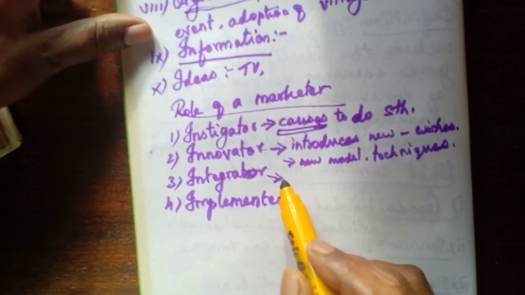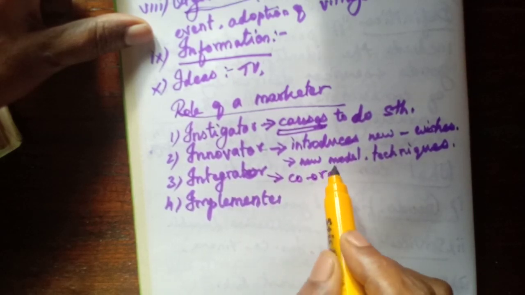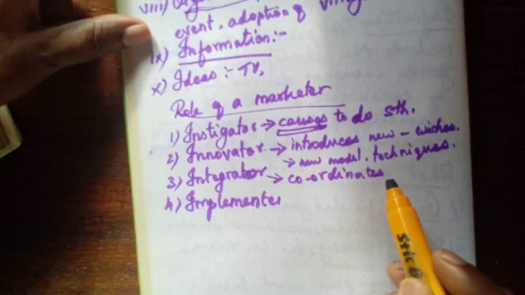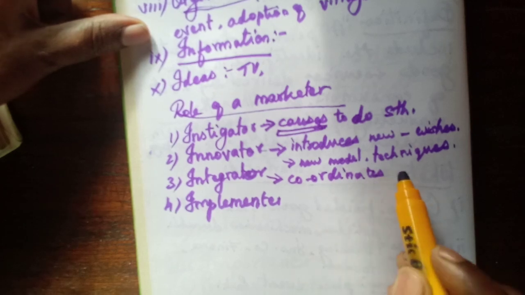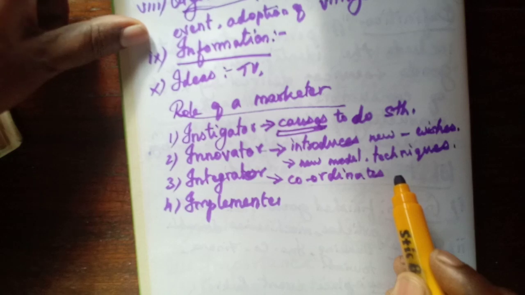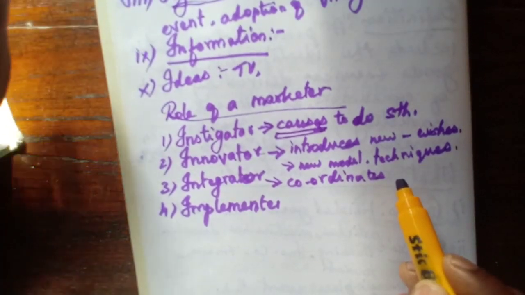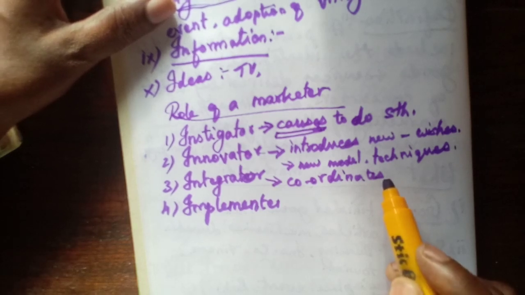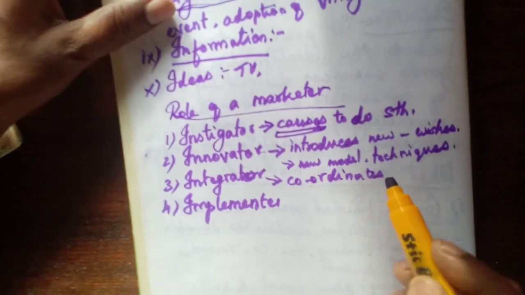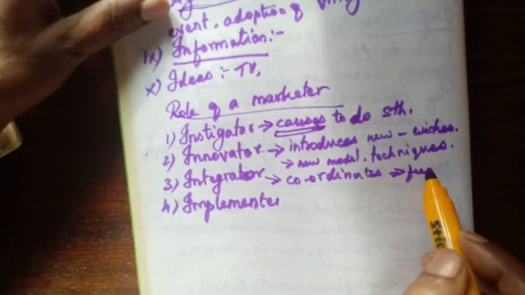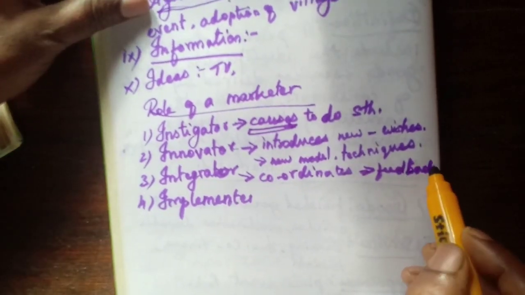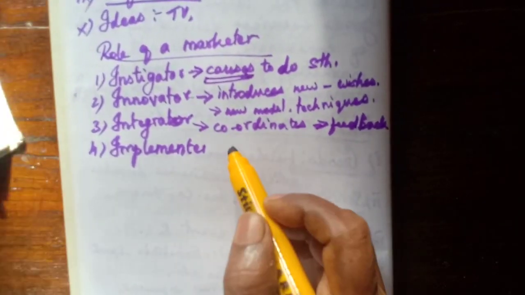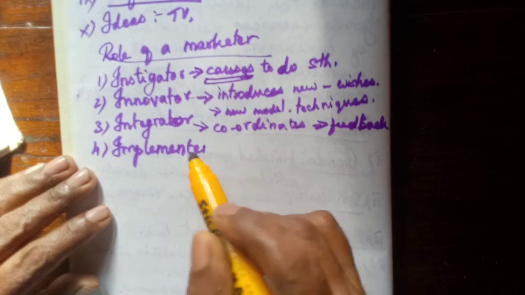Then integrator. Integrator means he coordinates something. What is he coordinating? The same thing, isn't it? Because he is the one who coordinates the producers and the consumers. He is acting in between, like a channel member, one of the channel members between the producers and consumers. So he has to collect all the feedback from the consumers and inform the producers. So he is acting as an integrator.